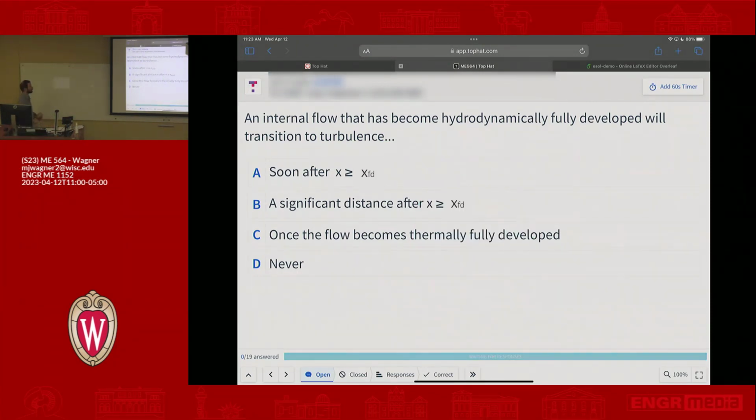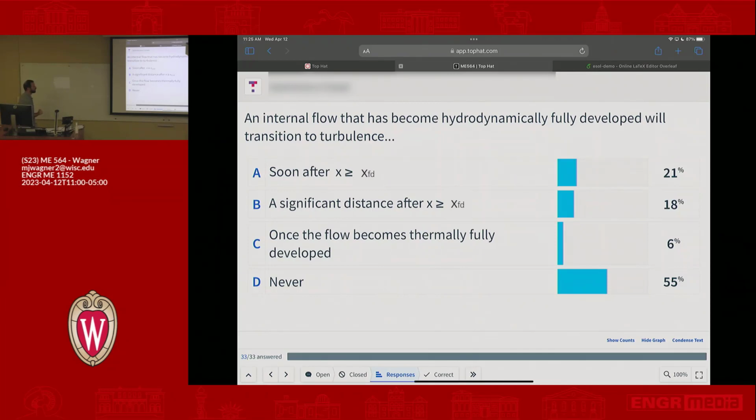OK, so the question is, an internal flow that's become hydrodynamically fully developed will transition to turbulence, A, soon after, B, a significant distance after, C, once the flow becomes thermally fully developed, or D, never. So remember, XFD is the distance at which flow becomes fully developed.